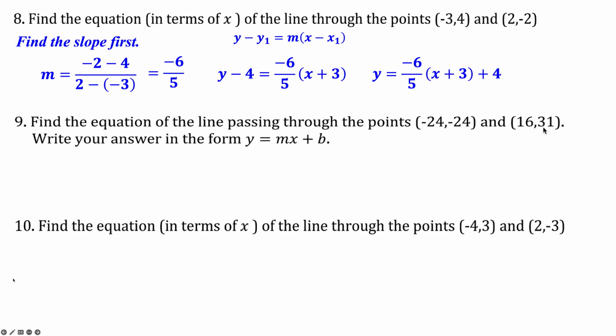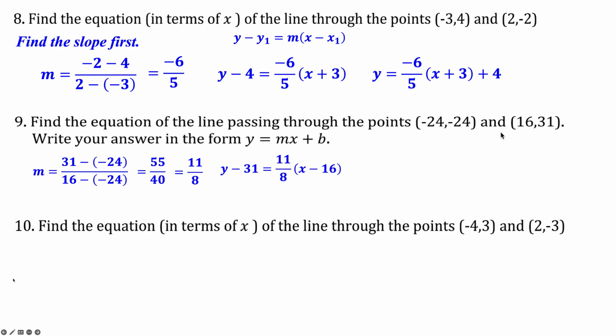So again, here let's find the slope. Second y minus first y, minus a negative 24. 16 minus another negative 24, plus, plus gives me 55 over 40. These are divisible by 5. Looks like we're going to get 11 over 8. There's my slope. I'm going to opt to use (16, 31) again because these two are the same.